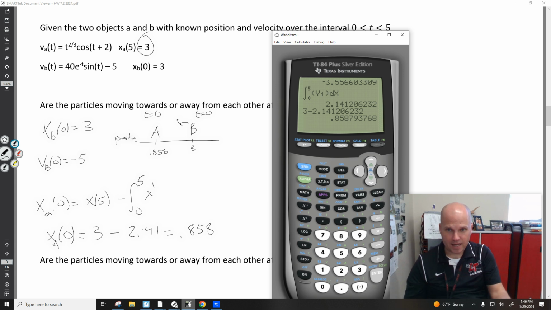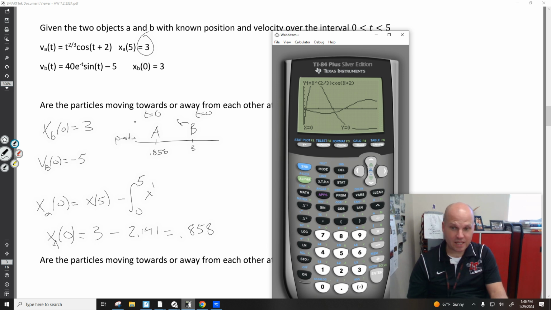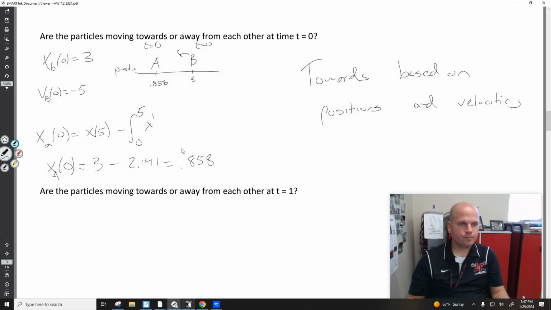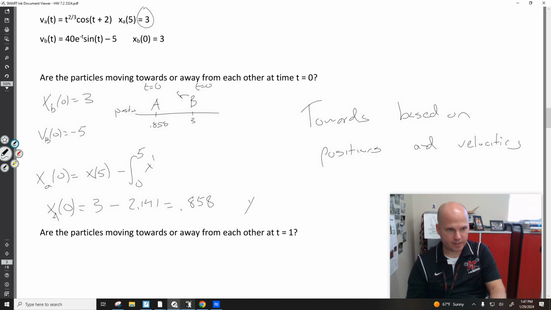Particle A's velocity at 0 is 0. Okay, so not moving at all at 0. Since B has a negative velocity and it's to the right of it, we're moving towards each other. I probably should write x prime, which equals v of a of 0 equals 0.